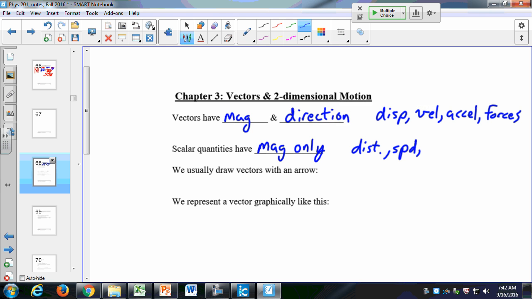And on your test, you'll have some multiple choice questions about the tail to tip method. I might also ask you, when I have you do adding vectors numerically, to sketch them out too by this tail to tip method.